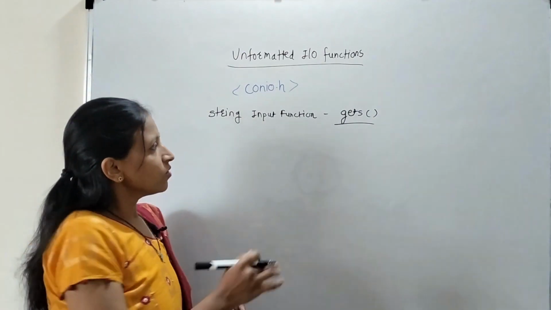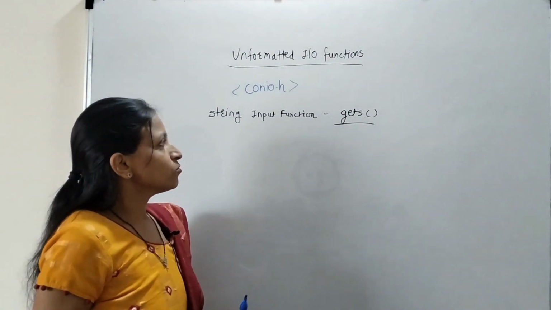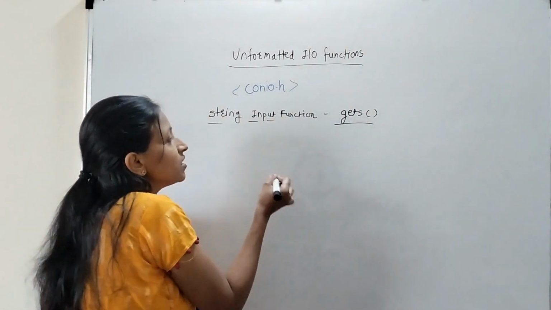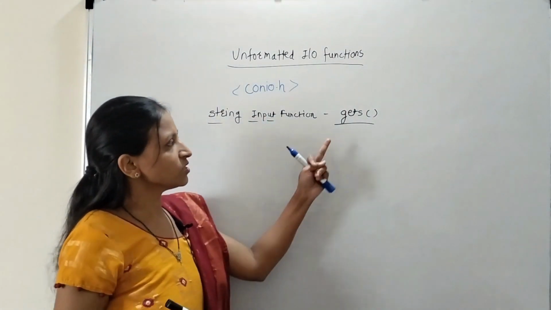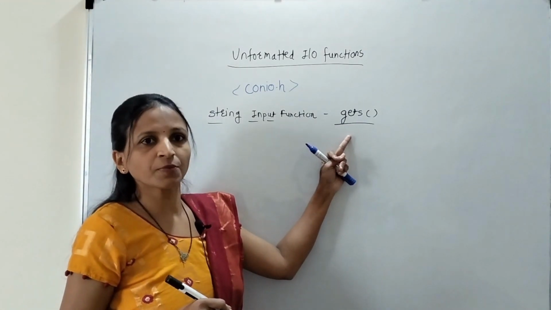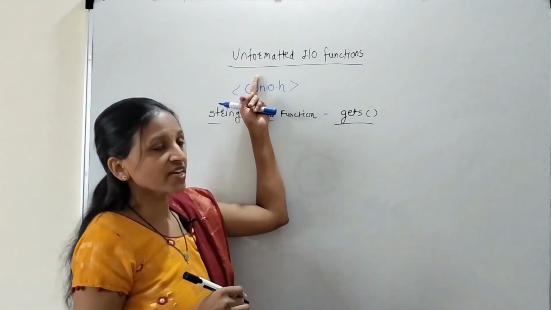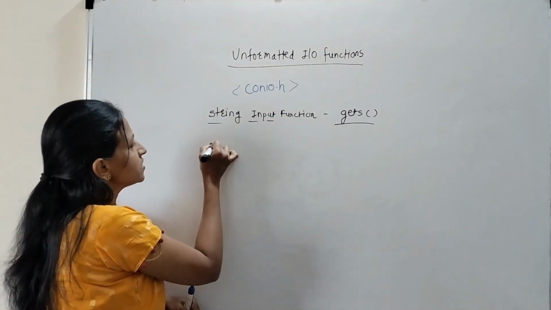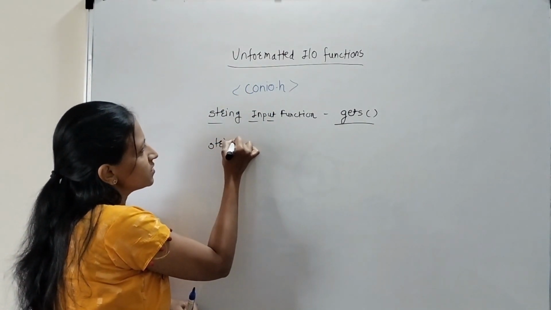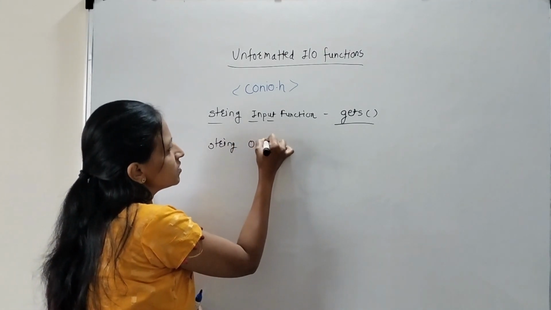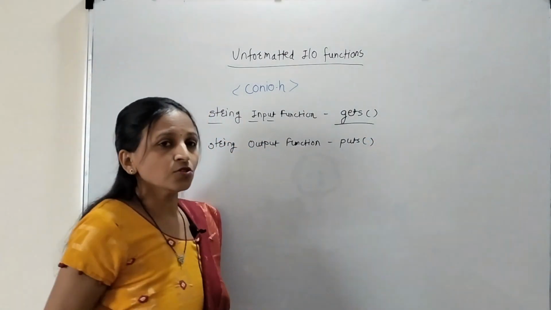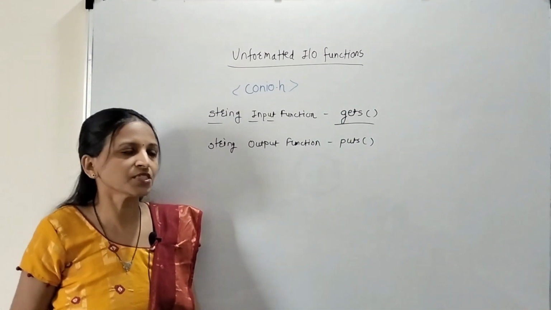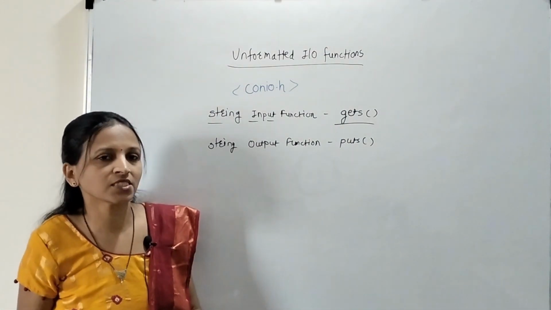Now the gets function can be used to accept a string from the user, and that's why it is called a string input function. Here we are not using a format specifier, that is %s, again. That's why this is called an unformatted IO function. Again there is a string output function. puts is used to display one string at a time. Means gets is to accept a string, puts is used to display a string.